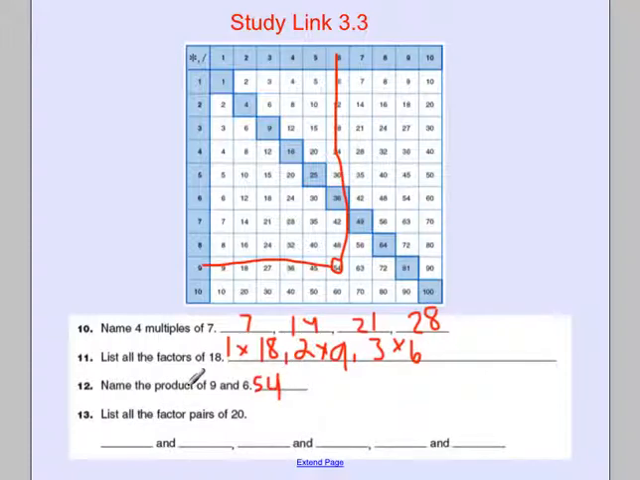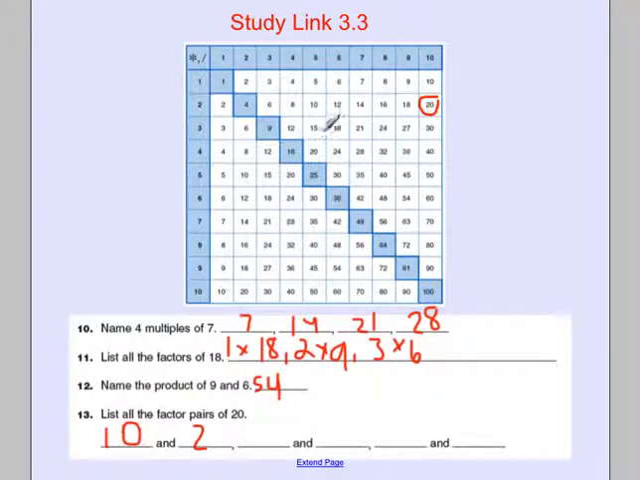If I wanted to list all of the factor pairs of 20, I could look at my multiplication table and find all of the places where I have 20. So here's a 20. So I know that 10 and 2 are factor pairs of 20. Let's see where else we have a 20. I know it ends in a 0, so I'm going to look in my 5's row and my 10's row. Here's a 20.